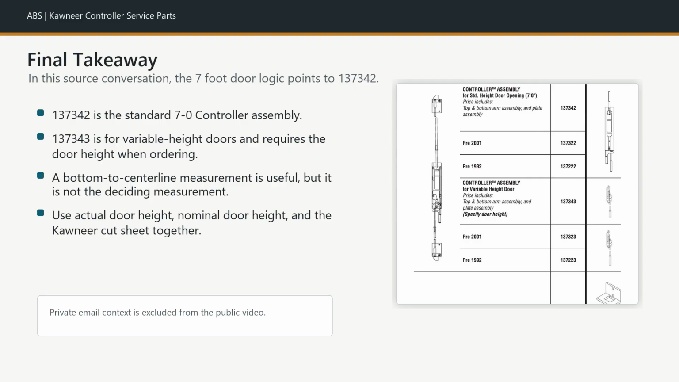So I would be very confident that you would order the 137,342.